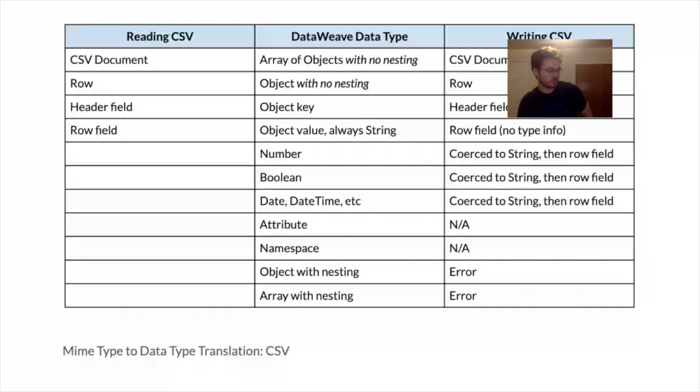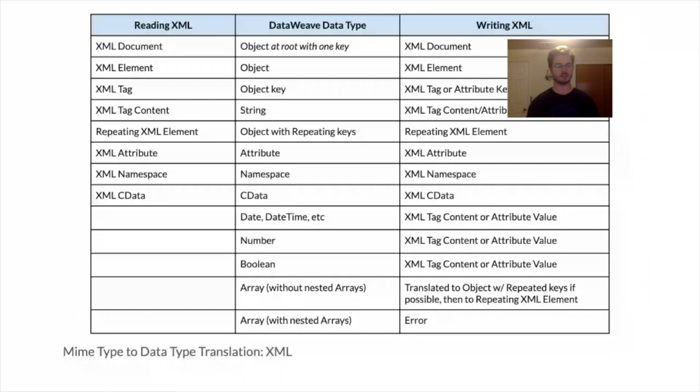All right, so now we get to the real nitty-gritty of XML. As I alluded to earlier, XML is really the problem child when it comes to DataWeave and the MIME types, and we're going to get into all of that. XML is the one format that I struggled with for a year or two trying to get this stuff.